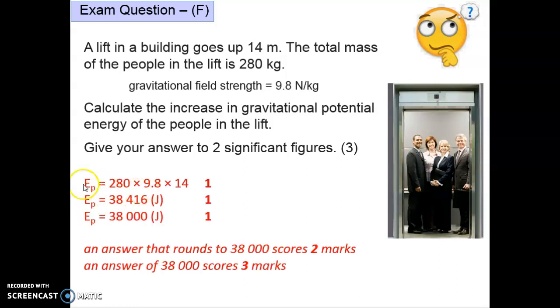Write out your workings. Our EP is our MGH, remember, 280 kilograms times 9.8 times 14, because that's the height there. So our answer, 38,416 joules, but the job's not done yet because we've still got to write it to 2 significant figures. So the first 2 numbers, we can use those because they're not zeros, and then we only wanted 2 significant figures, so we set everything else to 0. Okay, and that answer scores us 3 marks.